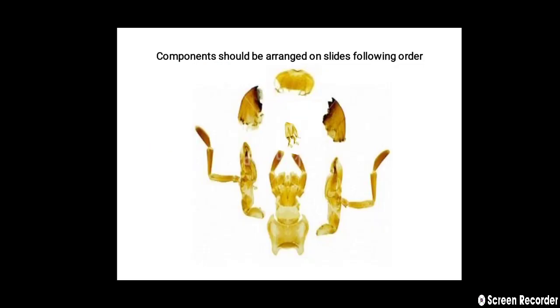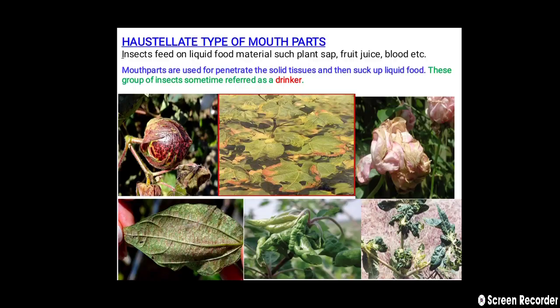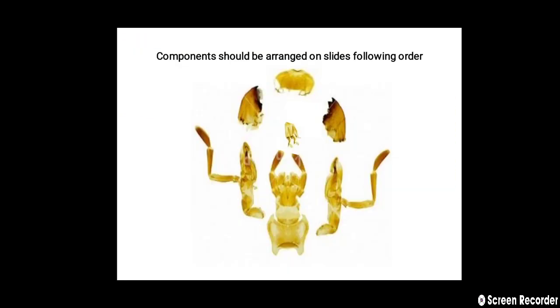The components should be arranged on slides in the following order. So these are the mouthparts of the chewing and biting type. Thank you.